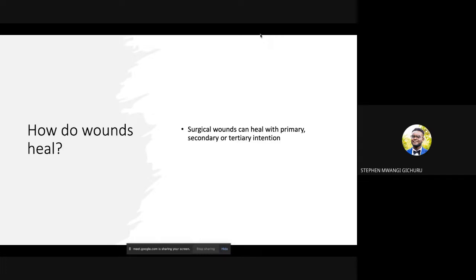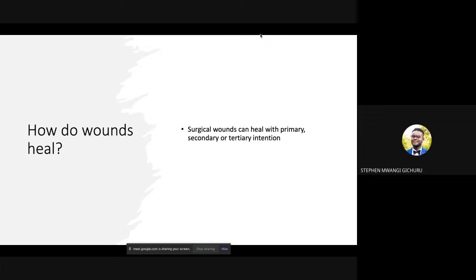Secondary intention, as you say, the edges are irregular and they're not proximal. So in this case, it's a very huge defect. So most of the time you'll tend to leave it and it will close by itself.